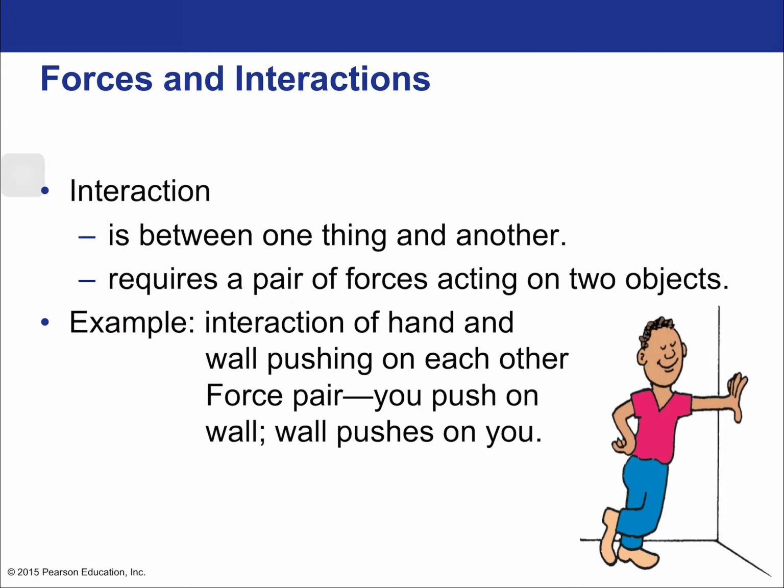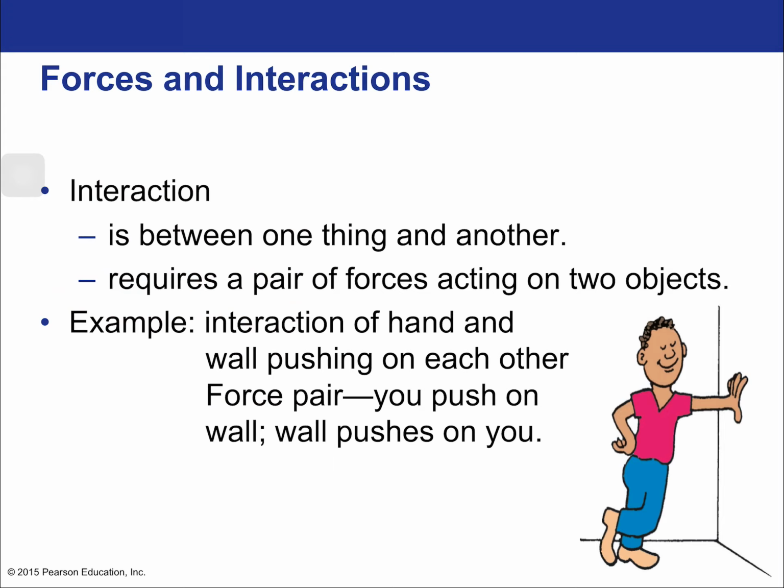All right, so what are forces and interactions? An interaction is between one thing and another. So you can't interact with yourself in the context of Newton's third law. There has to be 2 objects for an interaction. Okay? And it requires a pair of forces acting on the 2 objects. One force acts on one object and the other force acts on the other object.